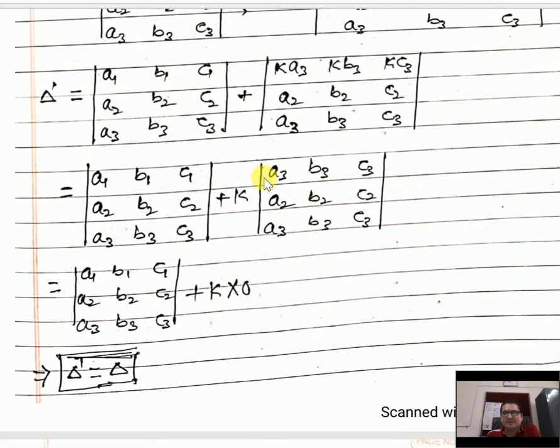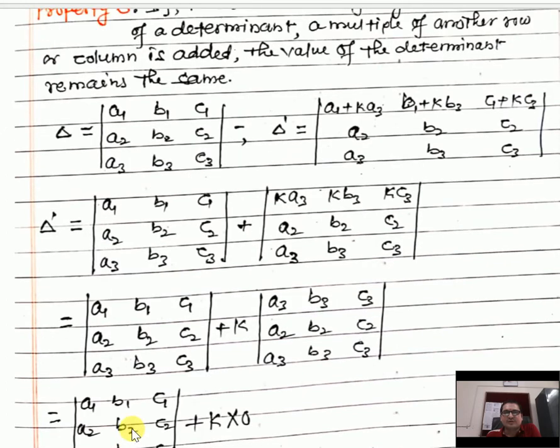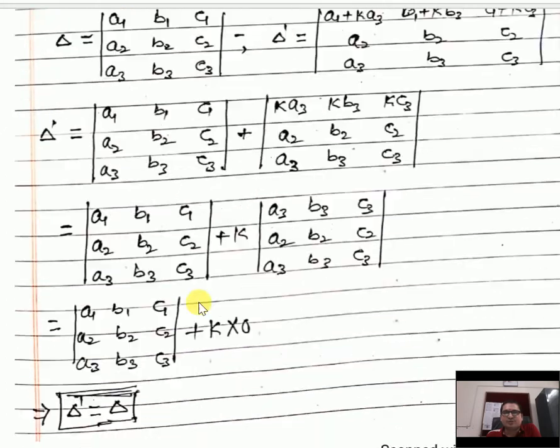Look at the second one: two rows, the first and third, both R1 and R3 are identical. R1 and R3 are equal, so the value of this determinant will be 0 according to the property of determinants. So in this case the new determinant will be equal to the determinant which you have taken. There is no change.